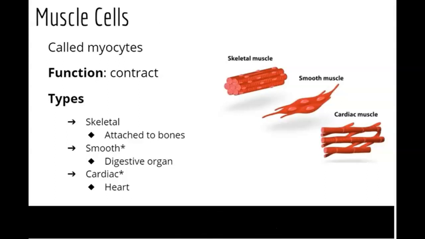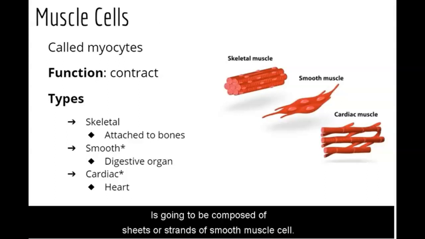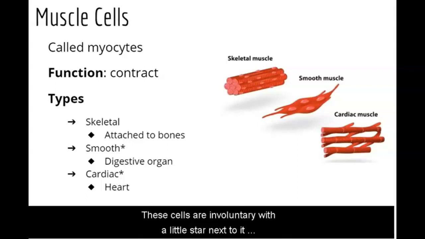Your smooth muscle is going to be composed of sheets or strands of smooth muscle cells. These cells are involuntary, and a little star next to it means it's involuntary. They're found in your hollow organs like arteries, bladder, lungs, digestive system.